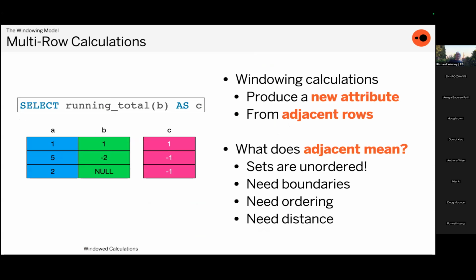But people were used to spreadsheets, and in the 1990s, they started asking for multi-row calculations. You want to produce a new attribute from adjacent rows. And because we have sets, we don't have any meaning for this, because they're unordered. So we need boundaries, we need ordering, and we need distance.